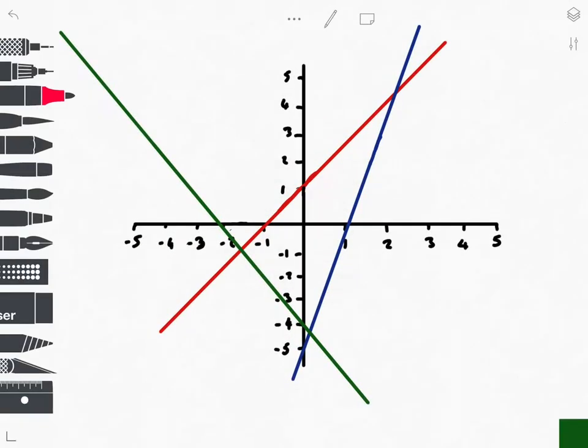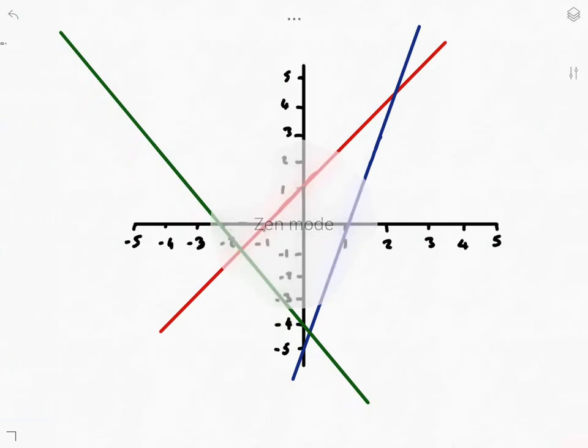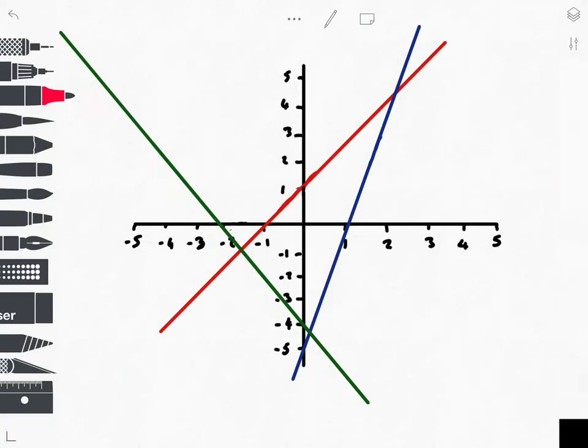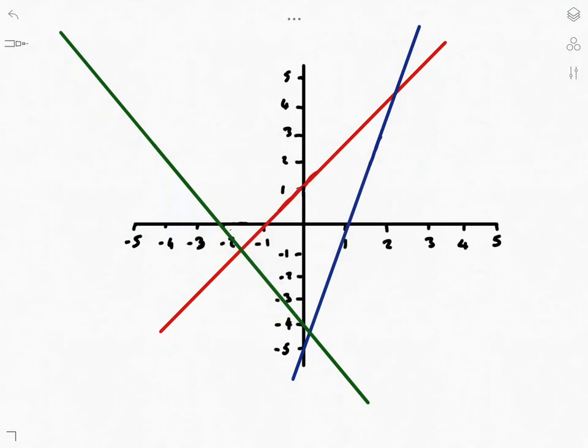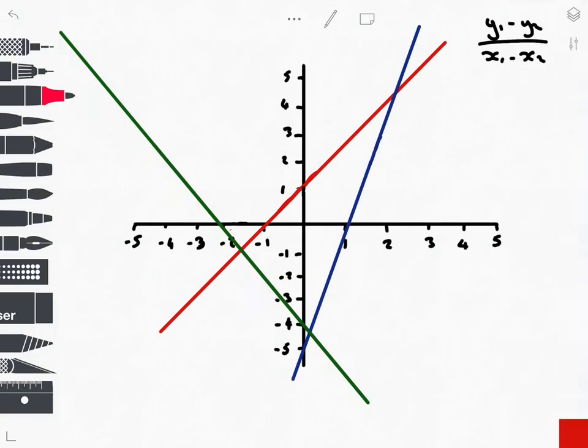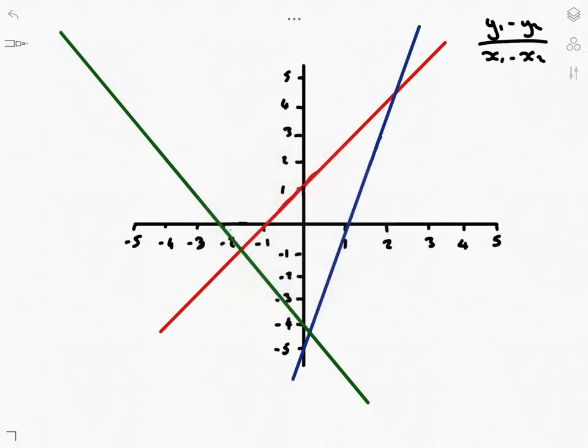So here I have 3 lines, and we're going to talk through each one and then use our formula and find the gradient of each of them. I'll write the formula we're going to use in black. So we want y1 take away y2 divided by x1 take away x2. Okay, so let's do the red line first. What we do is we just choose 2 points on the line and get some coordinates for them.